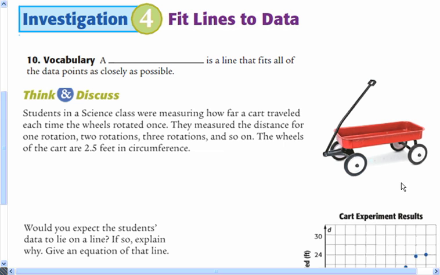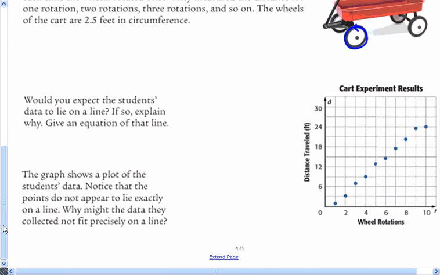A line of best fit is a line that fits all of the data points as closely as possible. So here's the deal. Students in a science class are measuring how far a cart traveled each time the wheels rotated once. In other words, every time this wheel goes around once, how far did the cart go? So they measured the distance for 1 rotation, 2 rotations, 3 rotations, and so on. The wheels of the cart are 2.5 feet in circumference. And you can see the results on the graph.